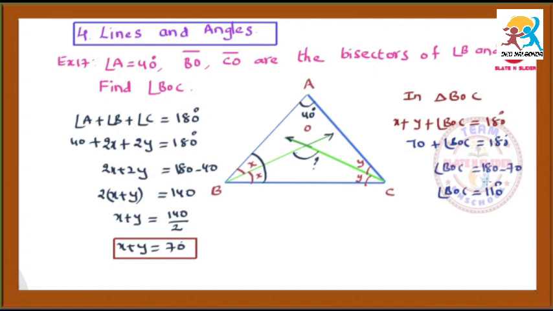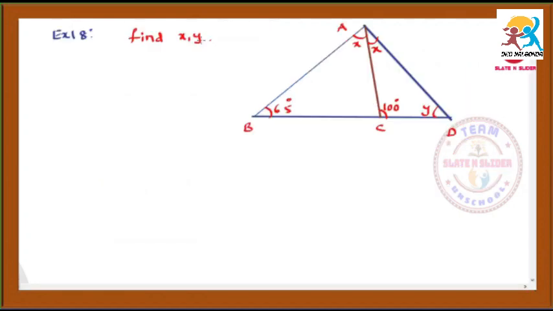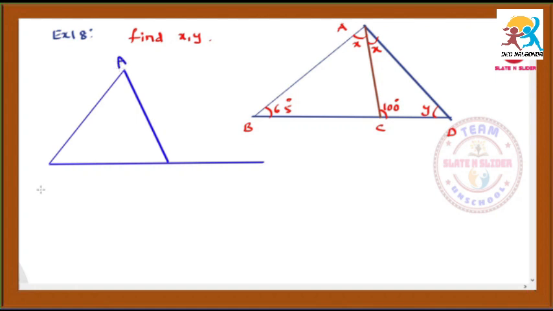Just observe this example 18. In this figure the angles have been given. We have to find out x and y. Let us take the triangle ABC. Observe the triangle ABC. We will draw the figure. Here it is A, B, C and D. This angle ACD is 100 degrees. This is the exterior angle, and this is x, and this is 65 degrees.